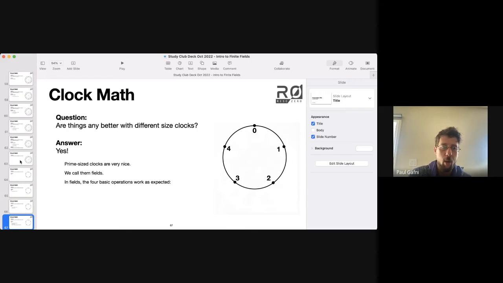The 4 basic operations on this clock, if you just make a multiplication table: subtraction will undo addition, as you would hope. Division will undo multiplication, as you would hope. Every number has a reciprocal. In this case, 2 times 3 is equal to 1. So 2 and 3 are each other's reciprocals. And 4 is its own reciprocal on this clock.